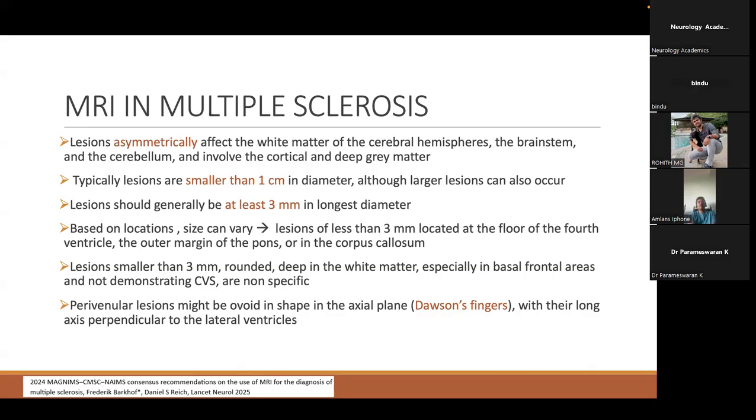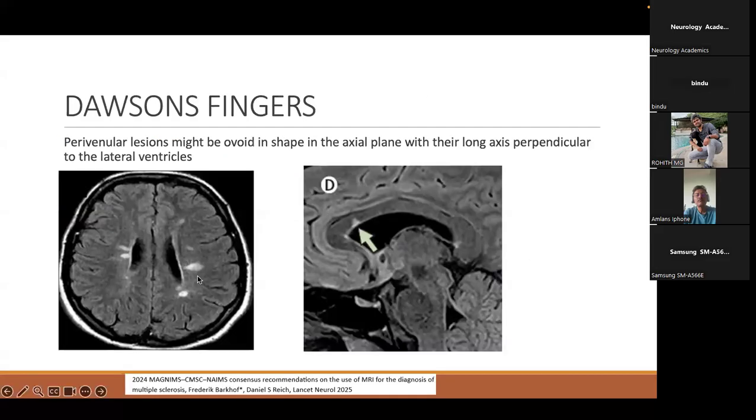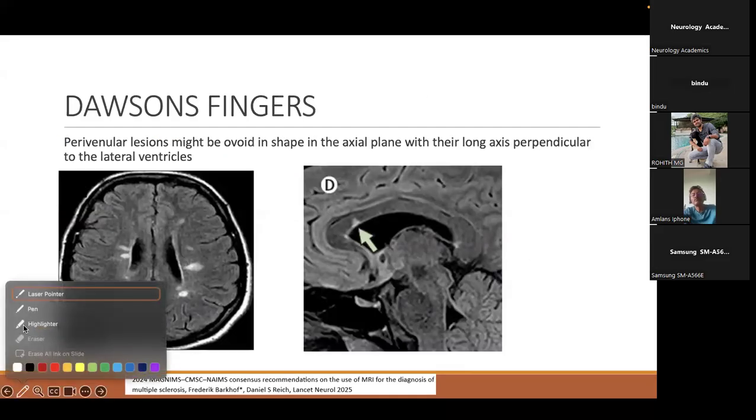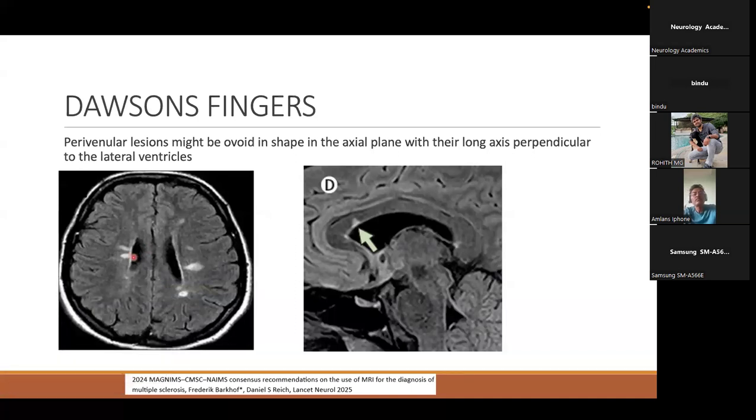And the typical lesions are the Dawson's finger lesions, that is, the perivenular lesions, which are ovoid or round in shape, and they are perpendicular to the axis of the lateral ventricles. So this is an axial FLAIR image which is showing the Dawson's finger lesions. That is, they are sharply demarcated small ovoid lesions which are perpendicular to the axis of the lateral ventricles, and they will be in touch with the lateral ventricle. And this is a sagittal section showing the Dawson's fingers.